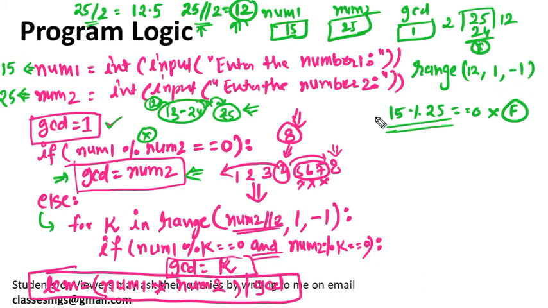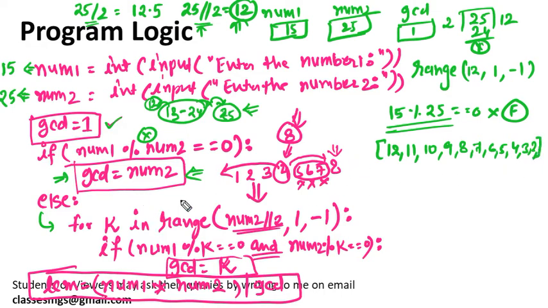So this range function will return you numbers up to 1. So 12, 11, up to 0 it will return, up to 1 it will return 2, because of the minus 1. So 10, 9, 8, 7, 6, 5, 4, 3, 2, up to 2 it will return.